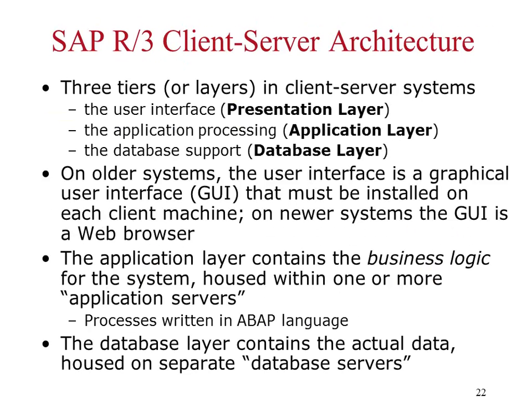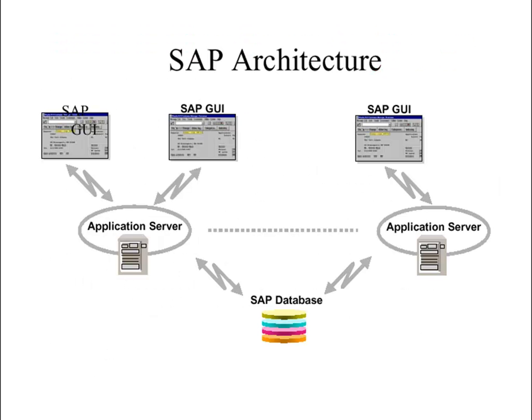What I want to talk about is this presentation, application, database layer, right? This three-tier client server system. We should have already discussed it a couple of times, but let's go back. So you have a graphical user interface for SAP, okay? This is the presentation layer. This is what we see as end users.